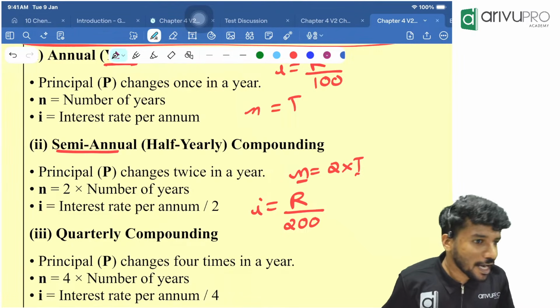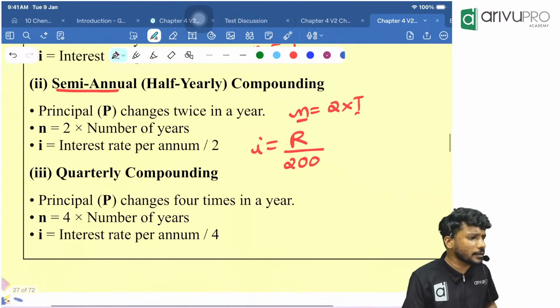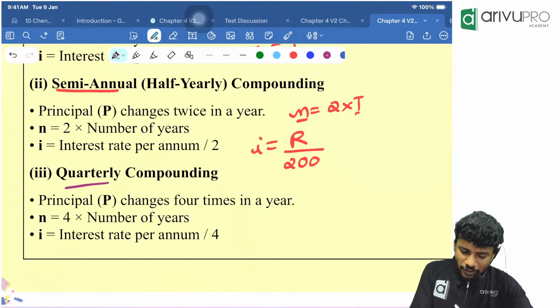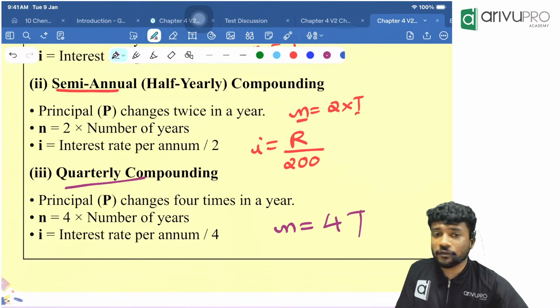Okay. That R divided by 200. Then coming to quarterly, how many quarters are there? How many quarters are there? 4 quarters are there. Can I say in quarterly compounding the number of periods will become 4 into the number of years?